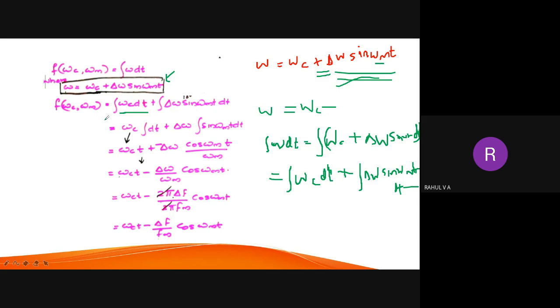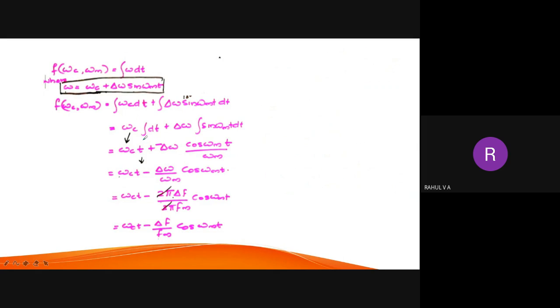Now we can perform the integration. The integral of omega c dt: omega c is a constant, so I can take it outside of the integration. So omega c integral of dt plus, again delta omega is also a constant, so I am taking delta omega outside, and the integral of sin omega mt dt. Now I can perform the integration. The integral of dt, you know, is t. So I can write omega c t plus, again, the integral of sine. What is the integral of sine?